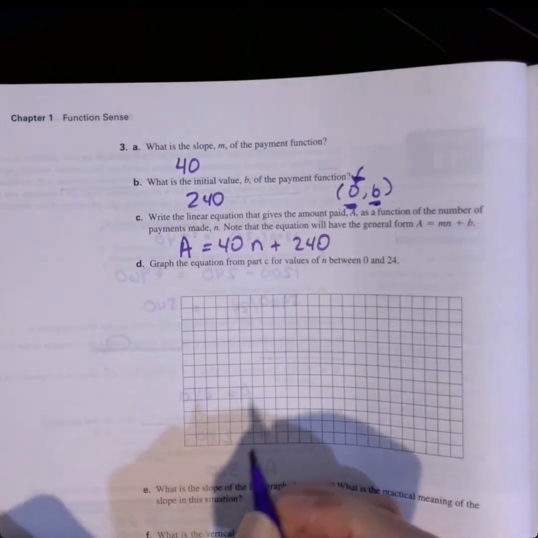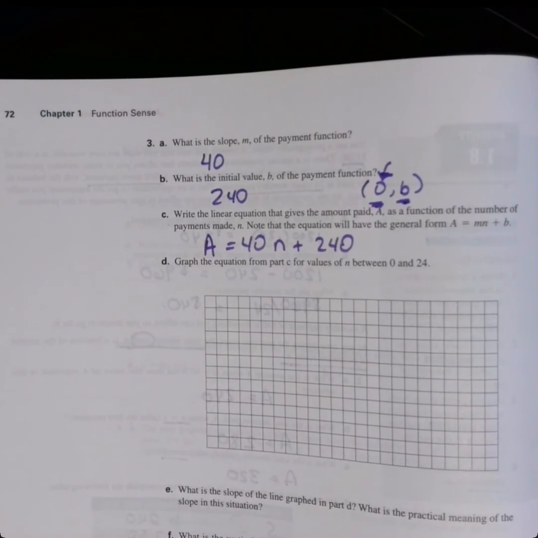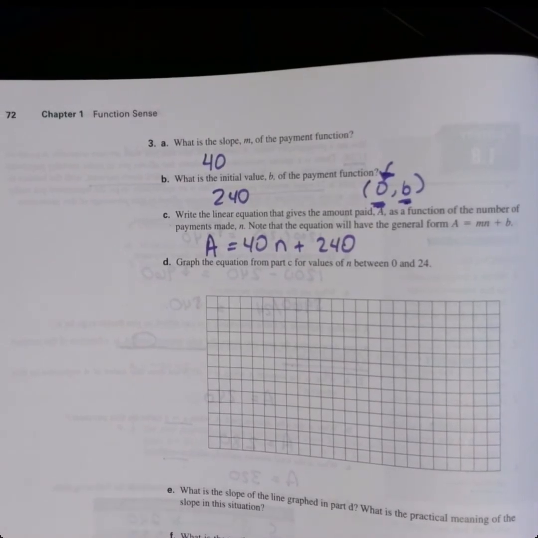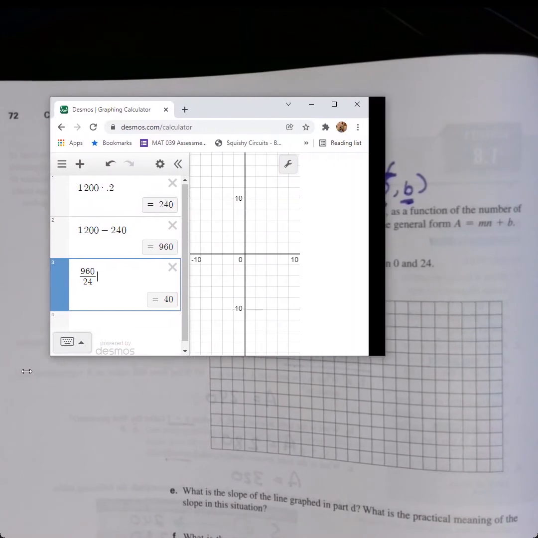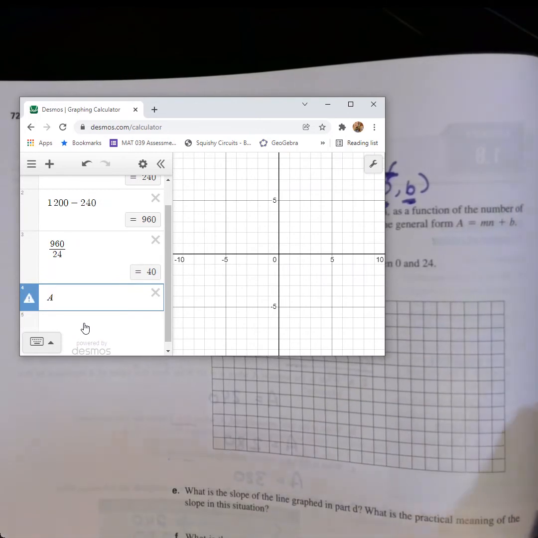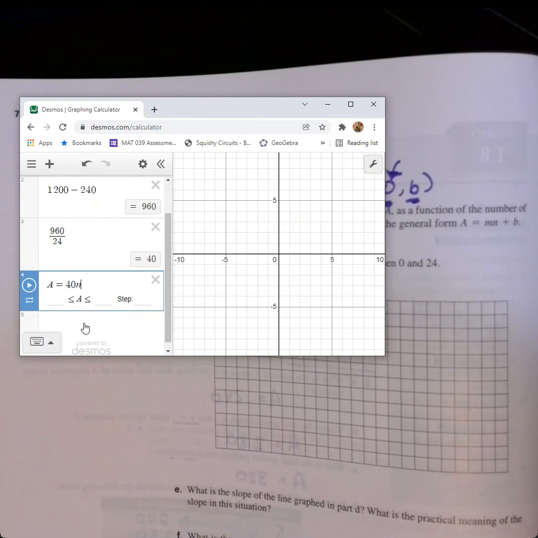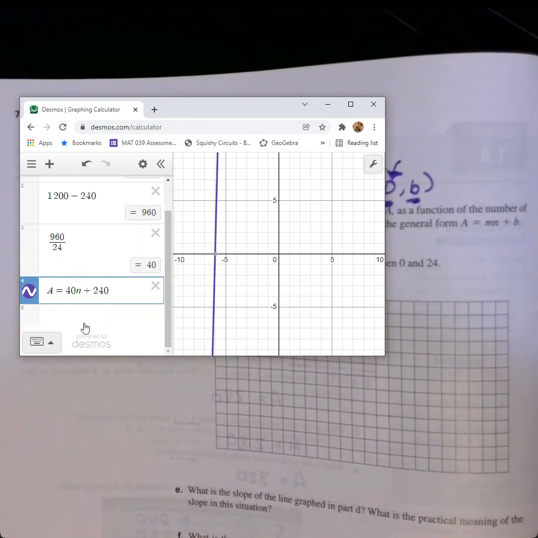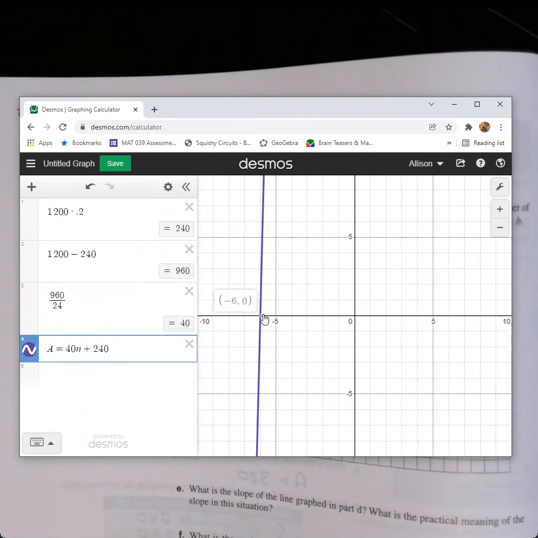All right, so now we're going to graph the equation. I like to do our graphs on Desmos instead of on paper, so I will move mine over and make it just a little bigger. Okay, so graphing our function A equals 40n plus 240. At first, we're not able to see very much of this graph because the window is so small. So we're going to manually rescale this one.